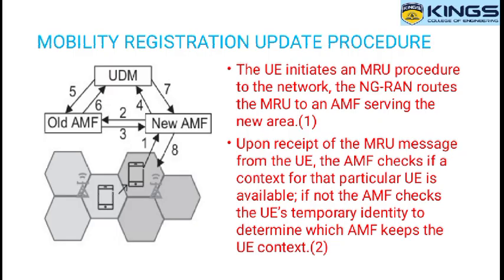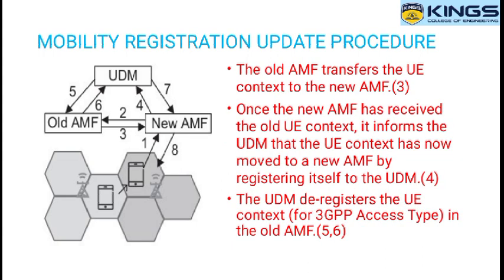The second step: upon receipt of the MRU message from the UE, the AMF checks if a context for that particular UE is available or not. If not, the AMF checks the UE's temporary identity to determine which AMF keeps the UE context. The third step is the old AMF transfers the UE context to the new AMF.